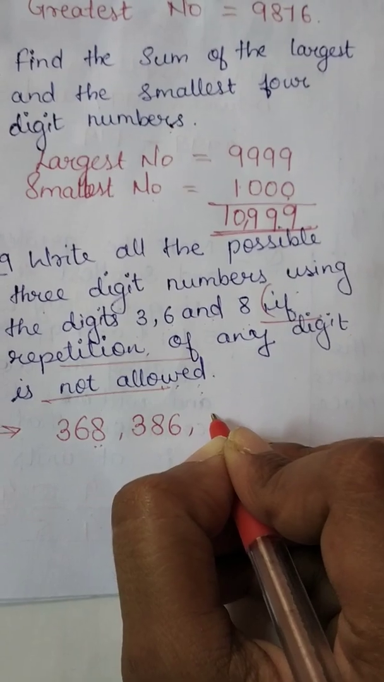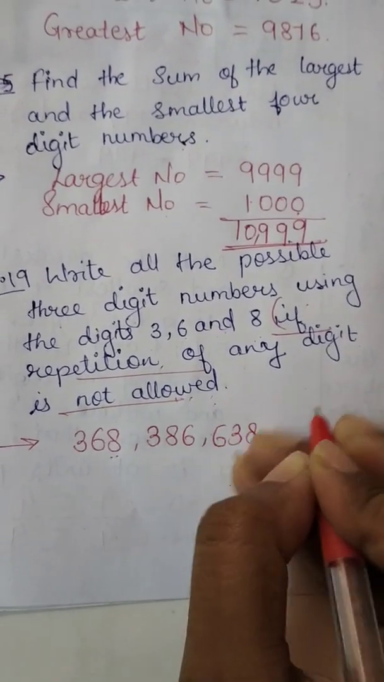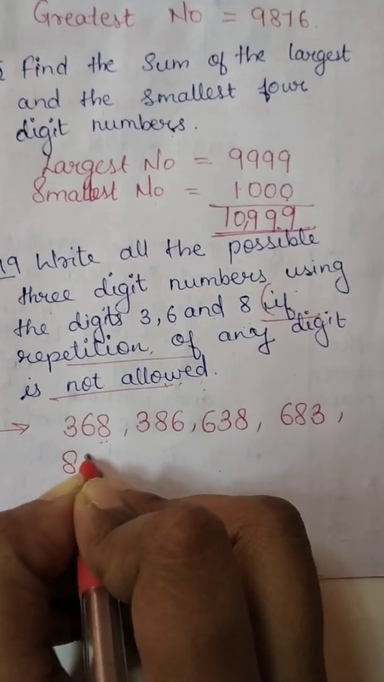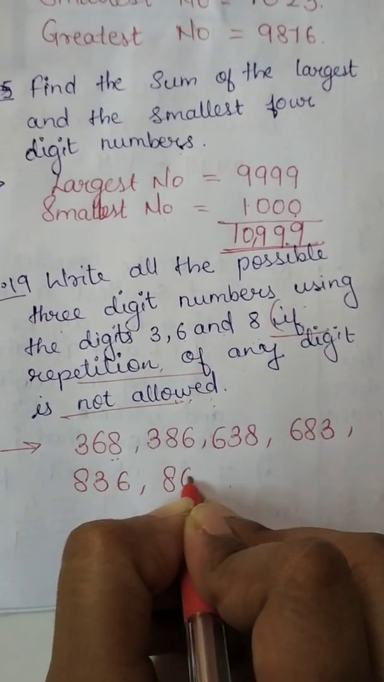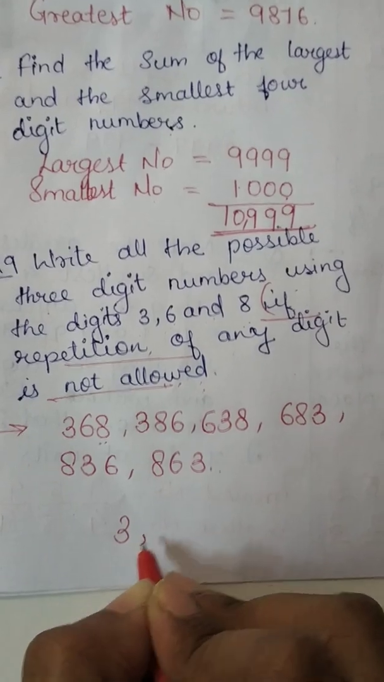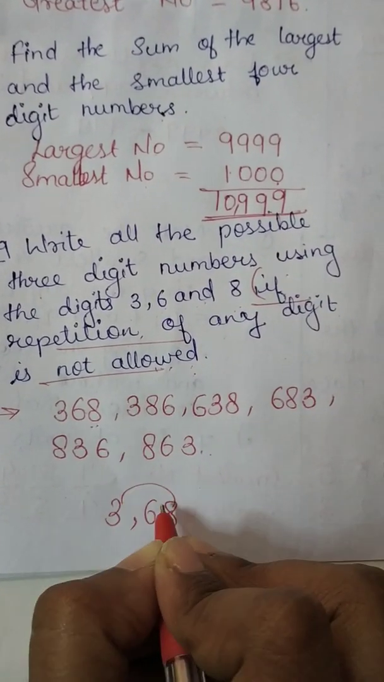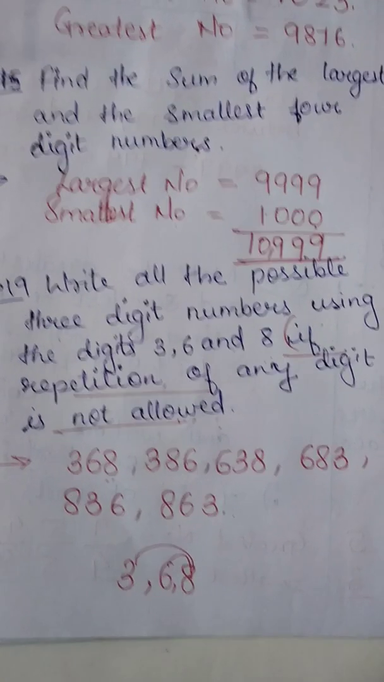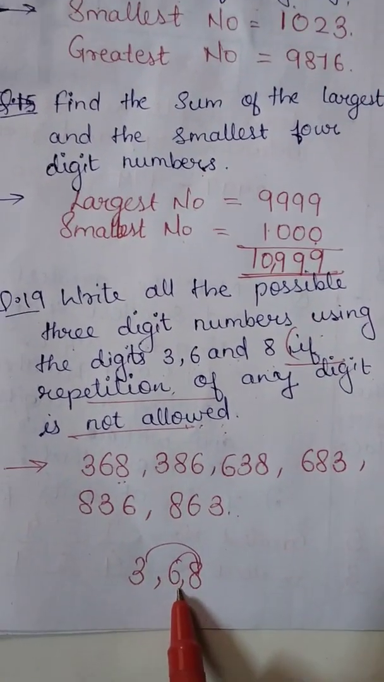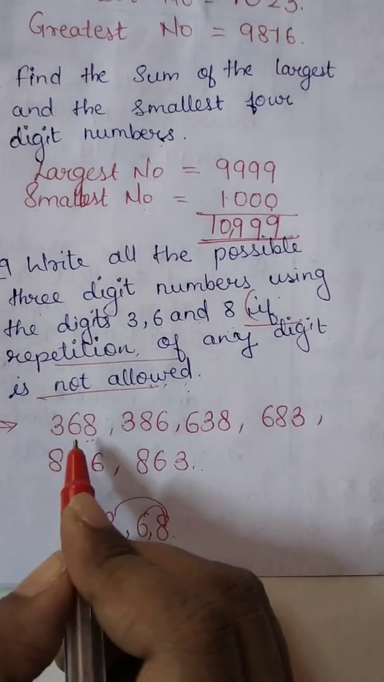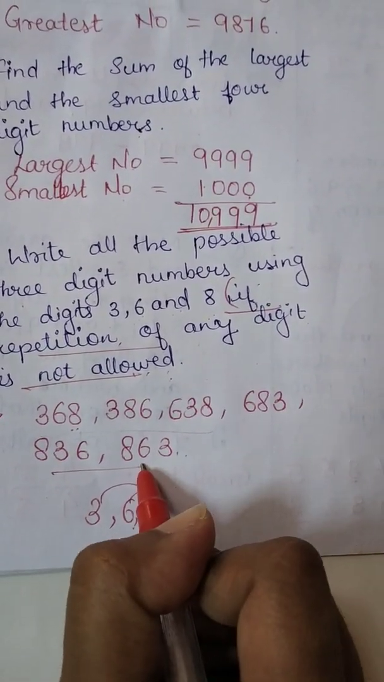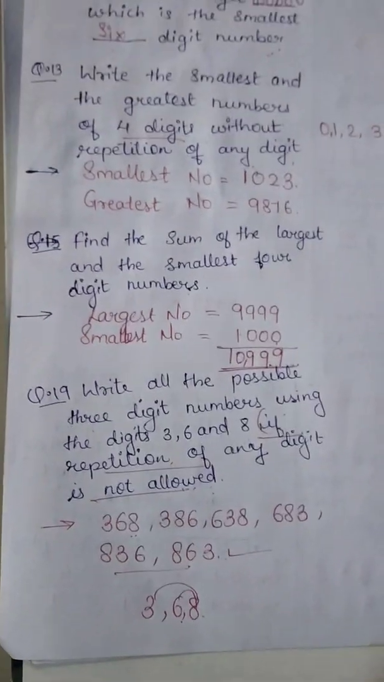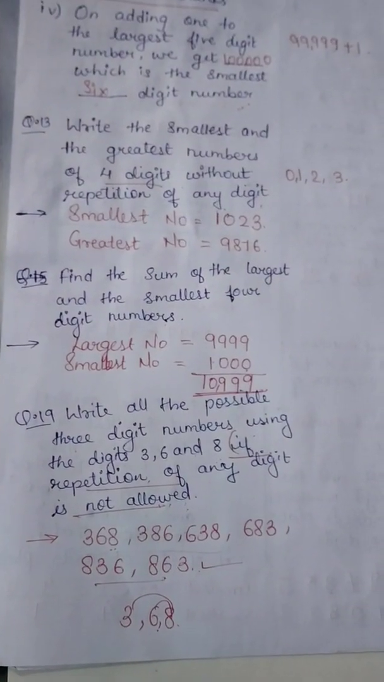Then next possible is 3 8 6. Next I'll start from 6: 6 3 8, 6 8 3. Then 8 3 6, 8 6 3. I've just used the number 3 6 8 again and again, and their combination. So these all are the combination. Okay, if you have done all the sums correct, congratulations.